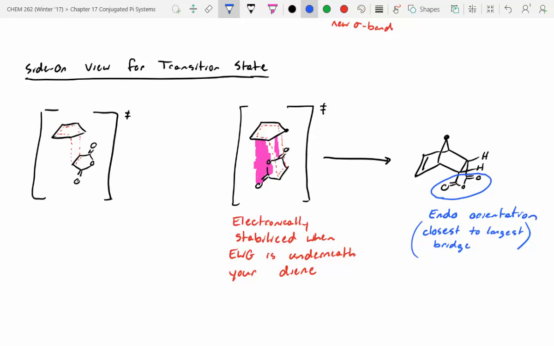So this would be referred to as exo transition state. So I'll call this exo TS double dagger, and I'll call this endo TS double dagger. Usually that endo transition state's favored due to that electronic interaction. Yep. Can we see the one on the left in the same kind of drawing as the one on the right? Yeah, definitely.